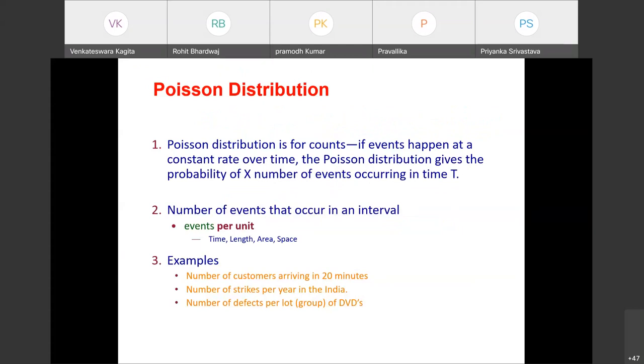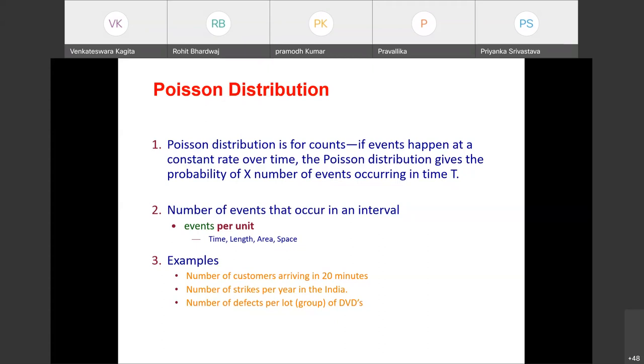Another distribution is the Poisson distribution, which is for counts. If events happen at a constant rate over time, the Poisson distribution gives the probability of X number of events occurring in time T. For example, the number of events that occur in some interval. The unit could be time, length, area, space, anything. Examples are the number of customers arriving in 20 minutes, the number of strikes per year in India, or the number of defects per lot of DVDs.